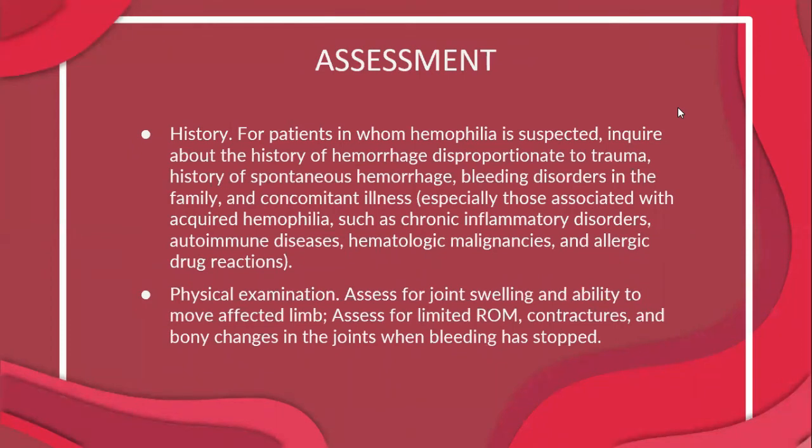Assessment. Assess for patients in whom hemophilia is suspected. Inquire about the history of hemorrhage disproportionate to trauma, history of spontaneous hemorrhage, bleeding disorders in the family, and the concomitant illness. Assess for physical examination, assess for joint swelling and ability to move affected limb. Assess for limited ROM, contractures, and bony changes in the joints when bleeding has stopped.